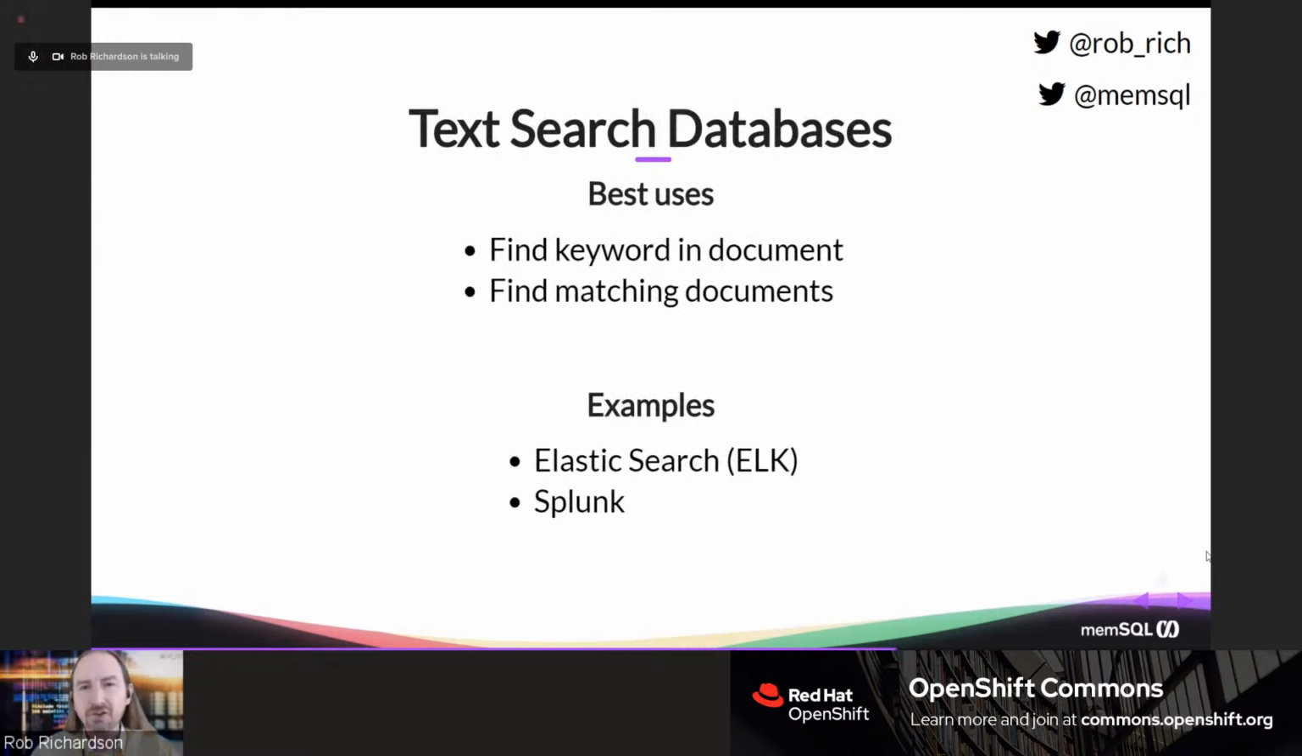So text search databases are great when I need to go find the content within a document. Here's some examples of them. It's great for matching documents or matching content within a document. One thing that's interesting about Splunk is that Splunk will actually put in the schema later. So I can just quickly ingest all the data and then I can analyze it later and put in a schema so that I can start to where on different columns or content.